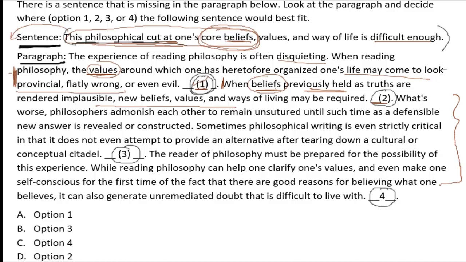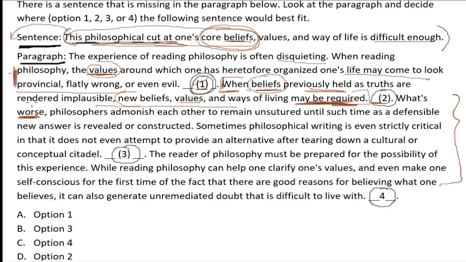Now let's try to understand why blank 1 or why not blank 2 or something like this. Okay? Let's see. The author says, what's worse? Now, what is the meaning of what's worse? He says, when beliefs held as truths are rendered implausible, new belief may be required. Now, this requirement could be good, could be bad. Right? When you say that previously held truths are rendered implausible, new belief and values may be required. So, this new belief and values which may be required could be both positive and negative. We don't know as yet. That means the negativity or the positivity has not come in this sentence.